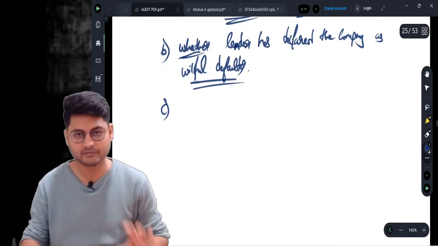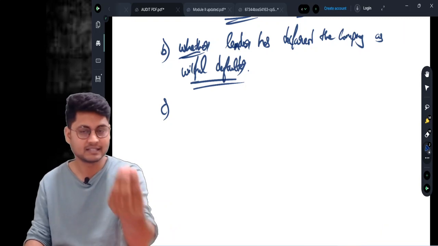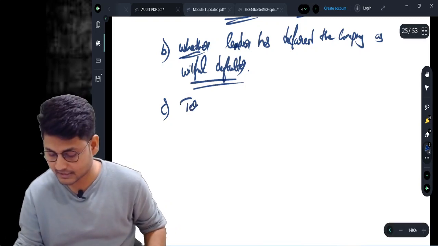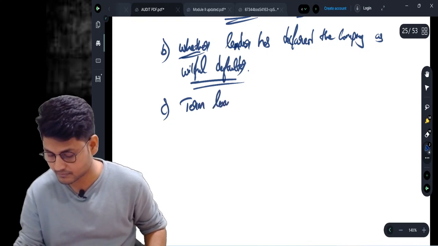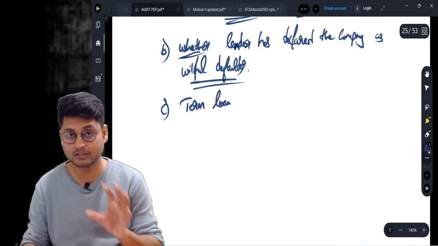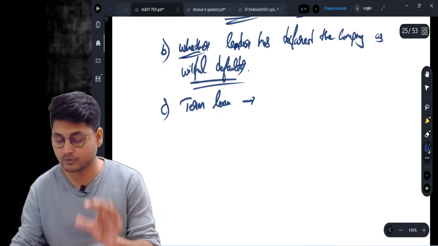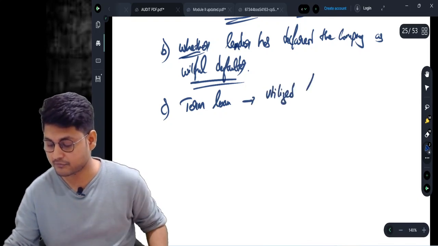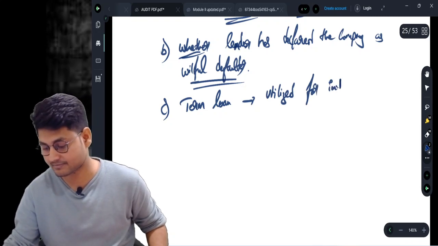Whenever the company borrows, there will be some purpose. When it is a term loan, you need to report whether the term loan is utilized for the intended purpose.